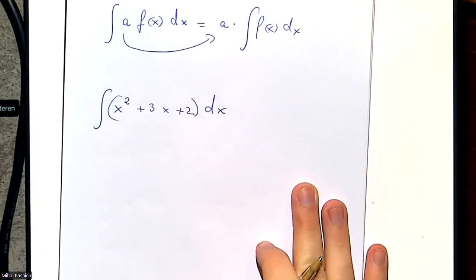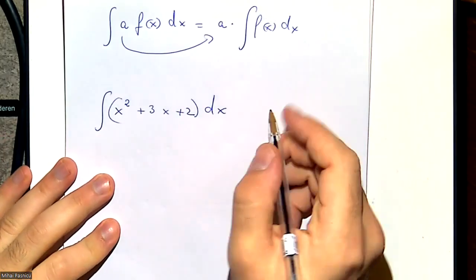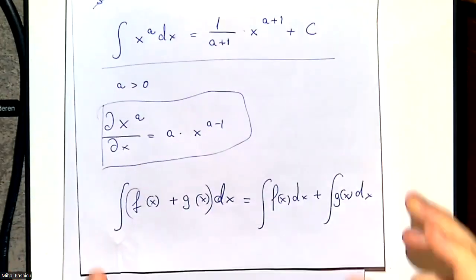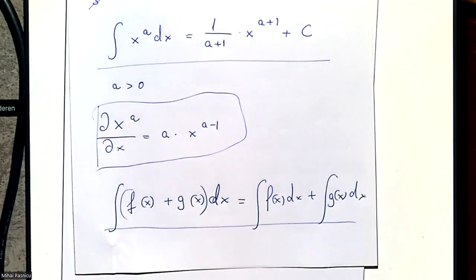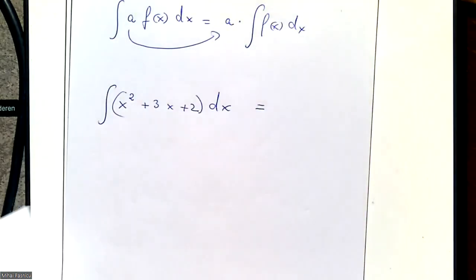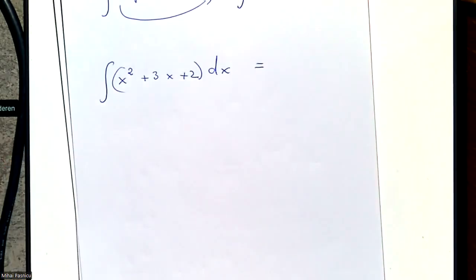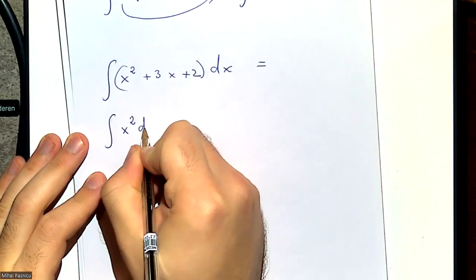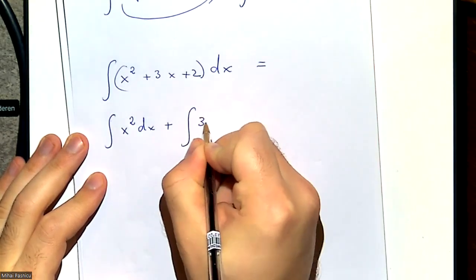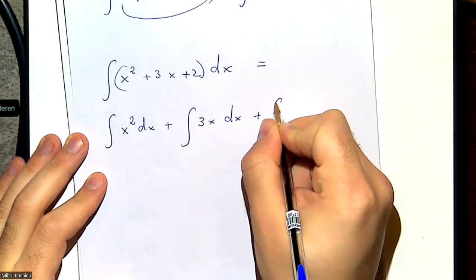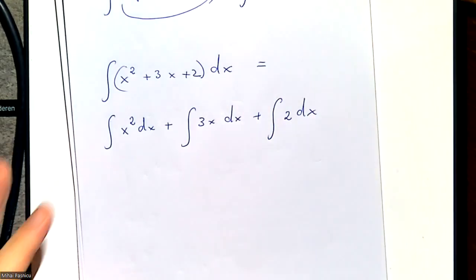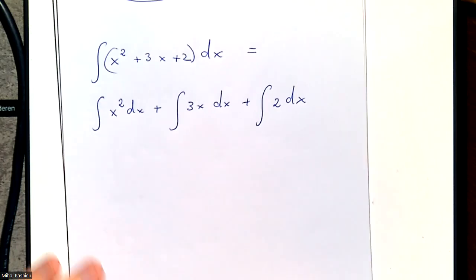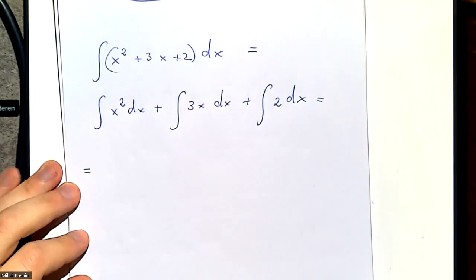Okay? So, since we're on our first lecture, let's do it in the simplest way. We're going to use this formula over here, which means I'm just going to separate this integral. Separate is just a complex term for me doing this. I'm just going to write integral of x squared dx plus integral of 3x dx plus integral of 2 dx. Okay, I just split it. Now, let's see what we have.